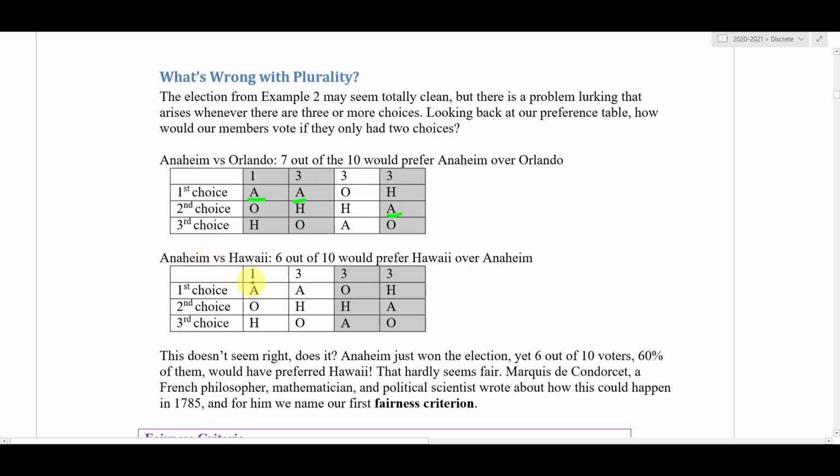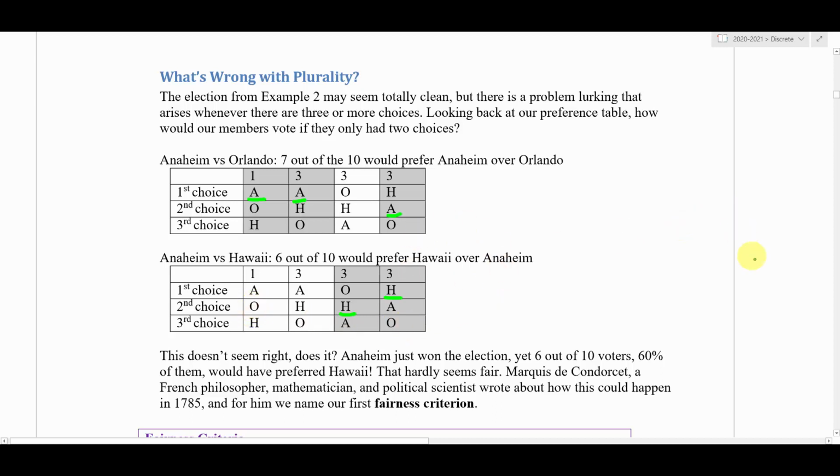All right, so if I look at Hawaii, I'm sorry, not that column, but if I go to my third column here, Hawaii is preferred over Anaheim, and in the last column over here, Hawaii is preferred over Anaheim, which means 6 out of the 10 people, a majority of people, would prefer Hawaii over Anaheim, but Anaheim somehow won the plurality vote, even though the majority of people would prefer Hawaii over Anaheim. So it just doesn't seem right that if more people prefer Hawaii, that Anaheim should somehow win the election.